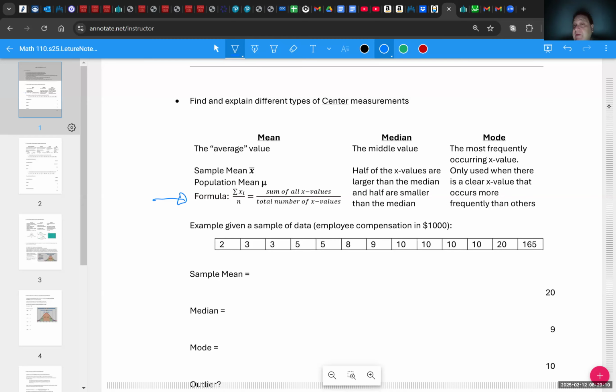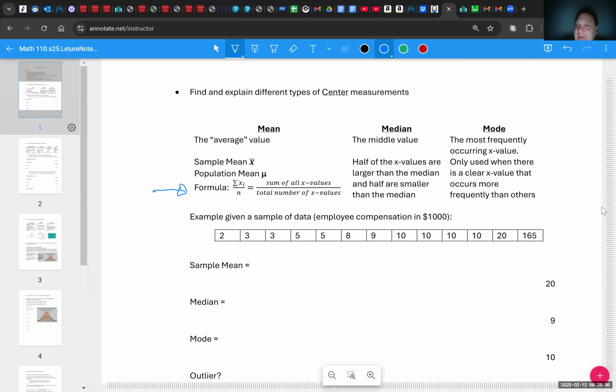The mode is the most frequently occurring X value. Mode is not used very often and is certainly only used when there is a clear X value that occurs more frequently than others. So you will have some questions about the mode, which is just the most frequently occurring X value. Let's do some examples so we can see these different kinds of center measurements in action.